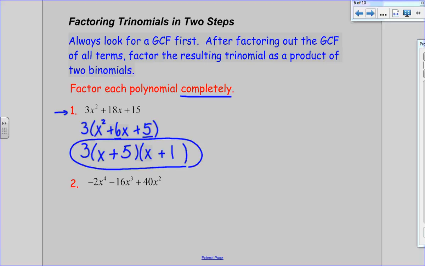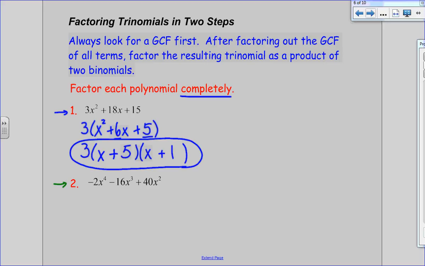So here, factoring the trinomial took 2 steps. First the GCF method, and then our trinomial method. Let's do one more example of that. Number 2 looks a bit more intimidating because not only is there a coefficient in front of our first term, we also notice that we have x to the fourth and x to the third and x squared in our various terms. So let's factor our GCF out of all of these terms.